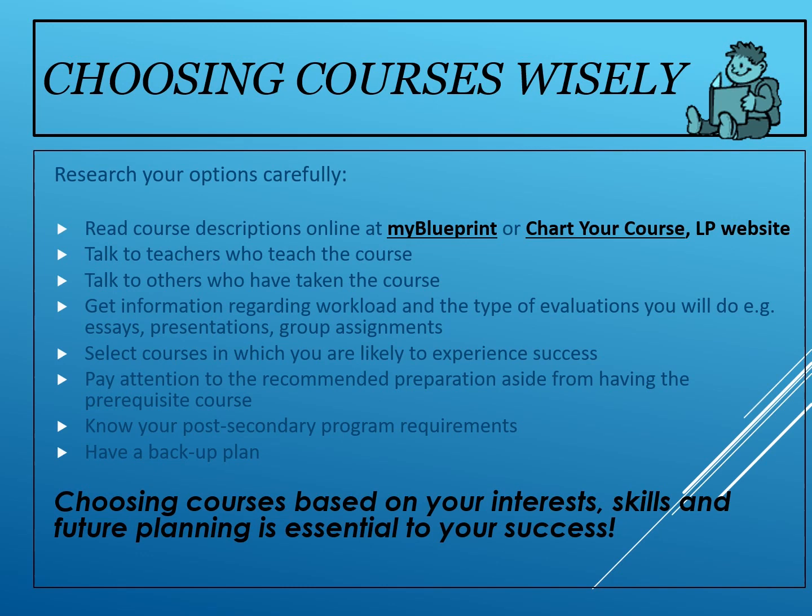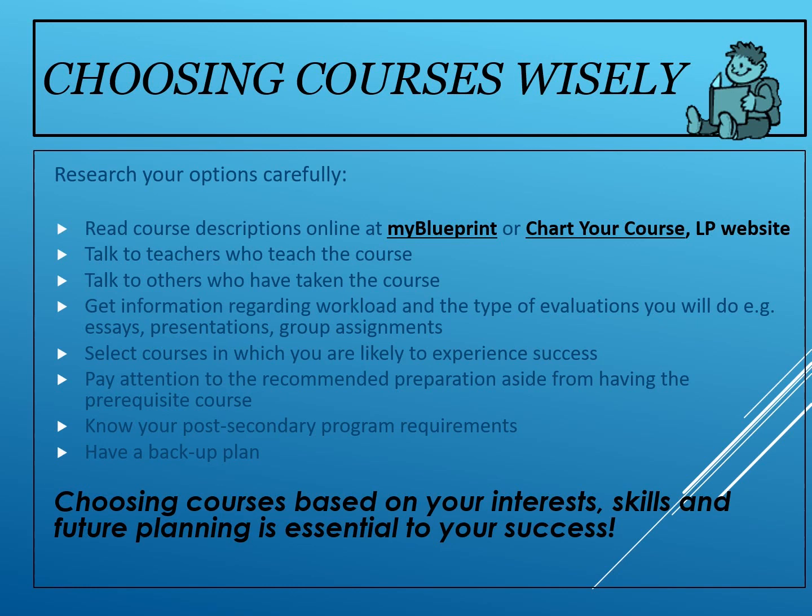We want you to select courses where you're likely to experience success. So please pay attention to the recommended preparations, aside from just having the prerequisite course. So for example, math teachers have always recommended that you have a level 3 in the prerequisite course to move on to the next course. So it's recommended you have a 70% or higher in MCR 3U to take the advanced functions course in grade 12.